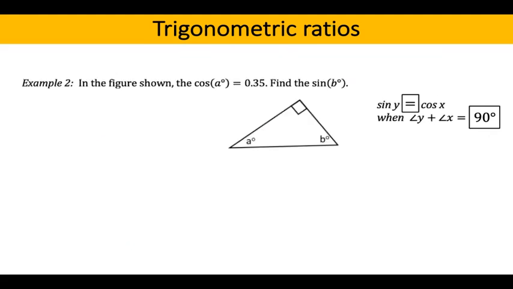So let's look at example number 2. In the figure, cosine of A is 0.35. We need to find sine of B. So if you'll notice, A and B are complementary angles. Therefore, sine of B is 0.35.